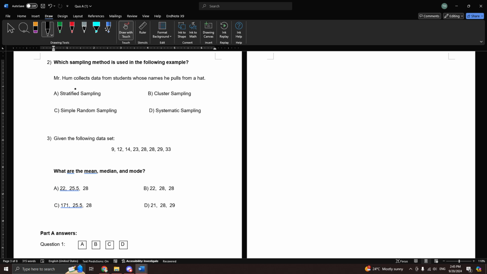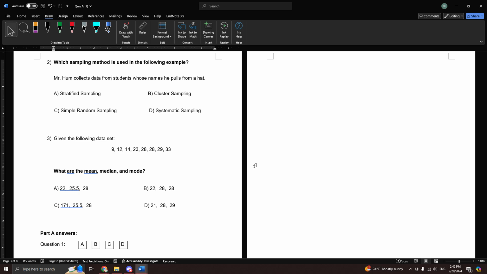Stratified sampling. What is stratified sampling? That is exactly what we did in question 1. It is when the proportions in our population are properly represented in our sample. For example, if 60% of our original population happened to be boys, then 60% of my sample should be boys.